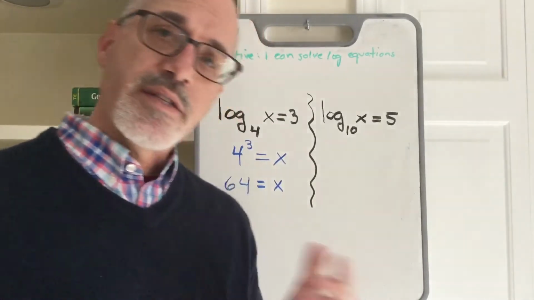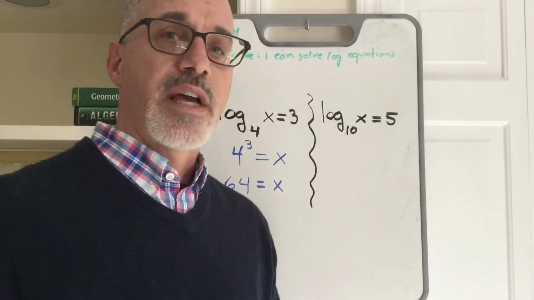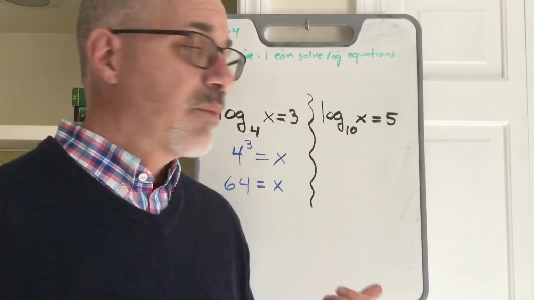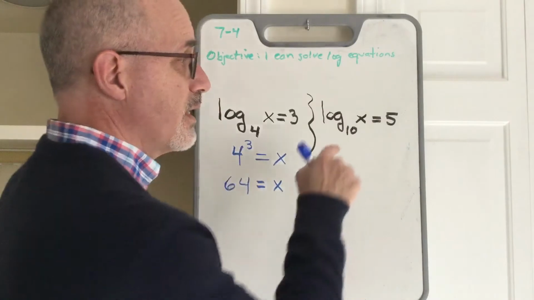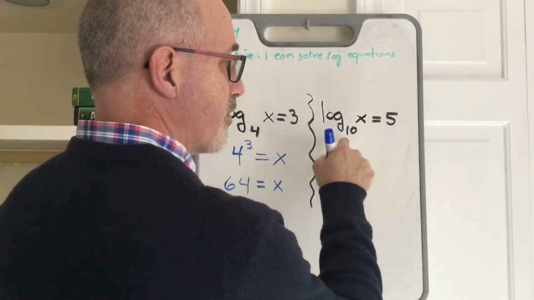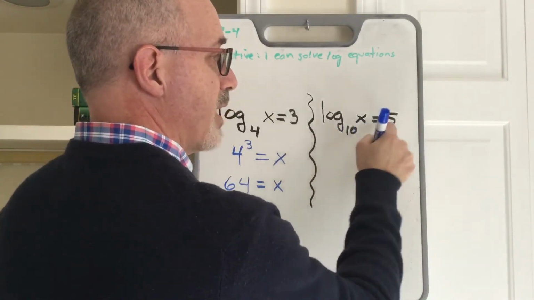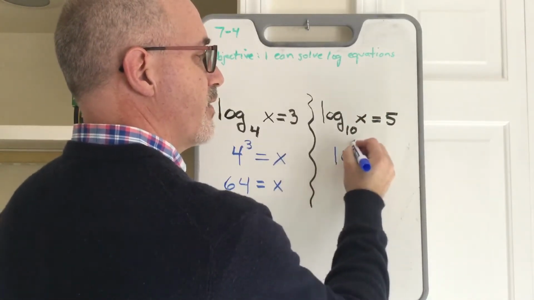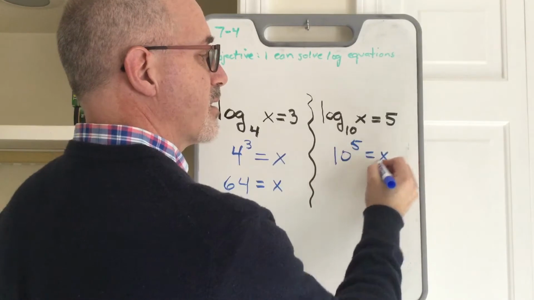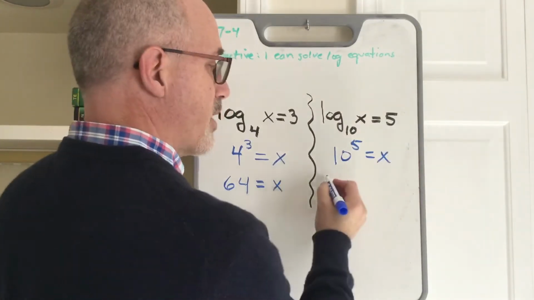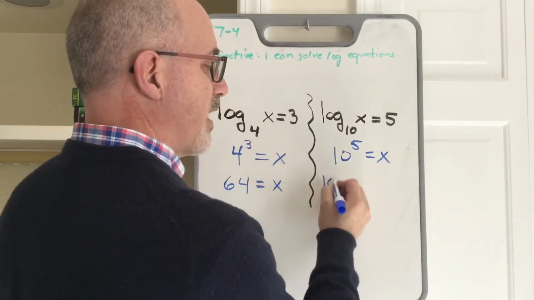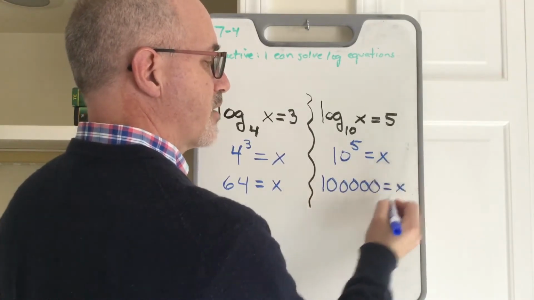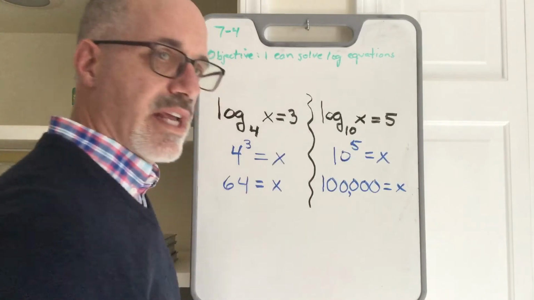Pause the video, try this equation, see how you do, and then I'll come back and explain it. Now that we're back, let's take this one. We convert it into an exponential. This is the base, that's the exponent, and that's the answer. So 10 to the 5th power equals x. 10 to the 5th power is a 1 with 5 zeros, so we get 100,000 for our answer.